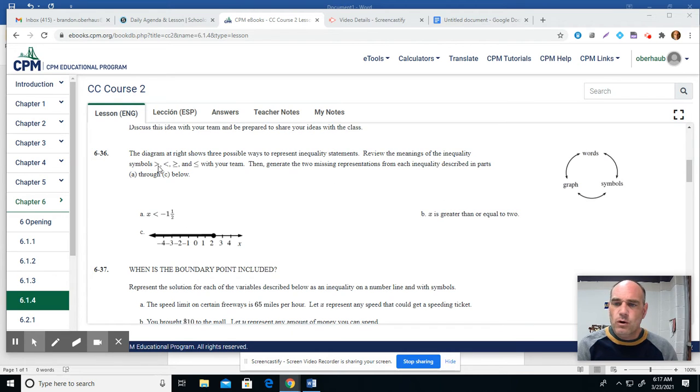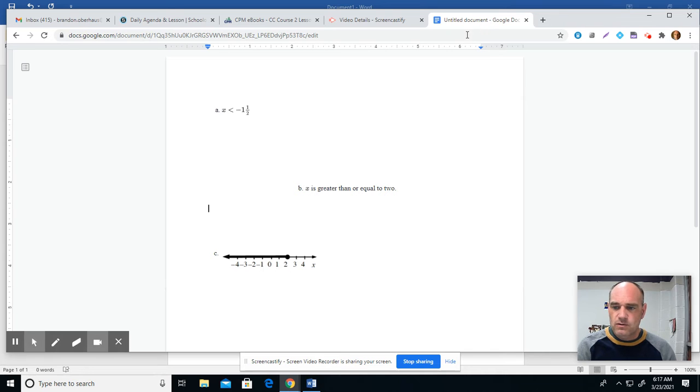Review the meaning of the inequality symbols, greater than, less than, greater than or equal to, less than or equal to, with your team, and generate the two missing representations for each inequality described in parts A through C. All right, so in A, they give us the symbols. That means we have to graph this and write it in words. So let's slide over to this.